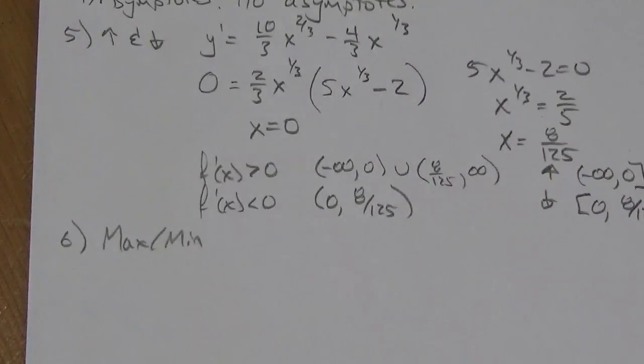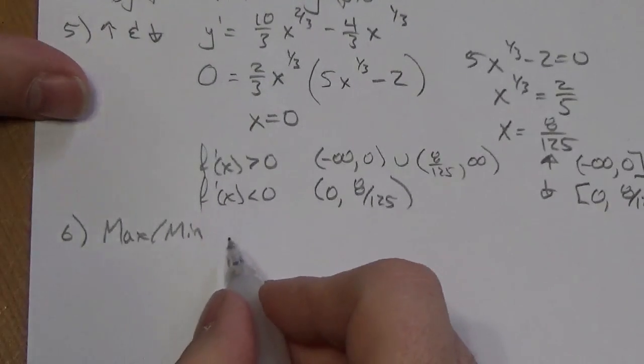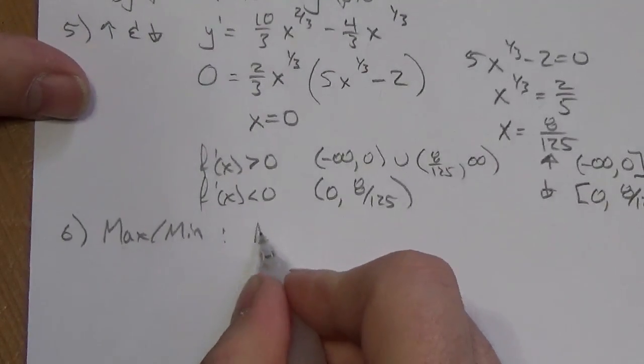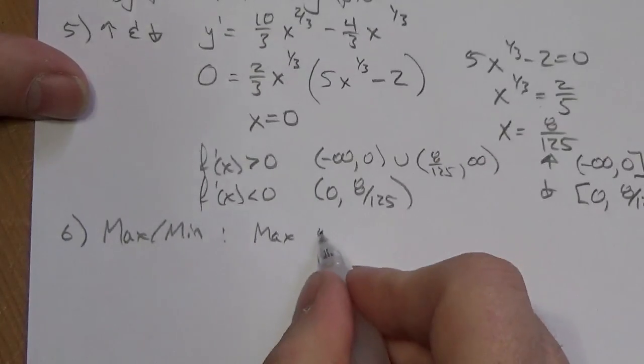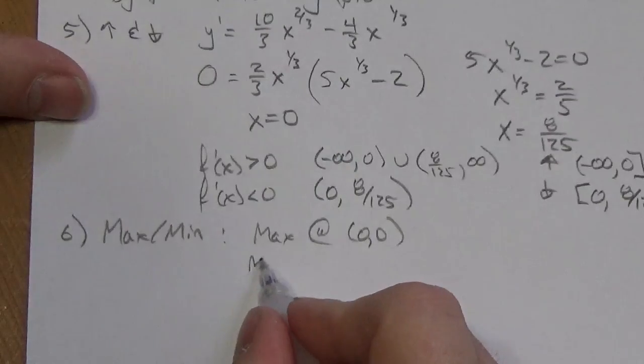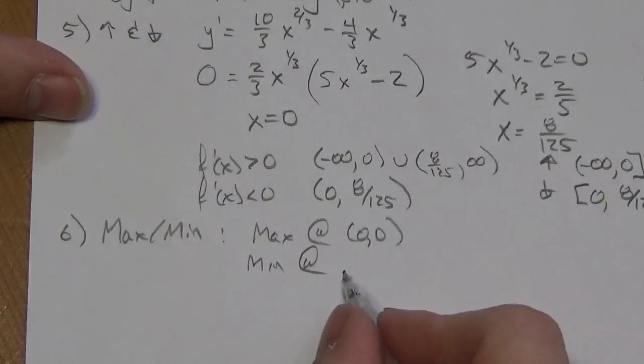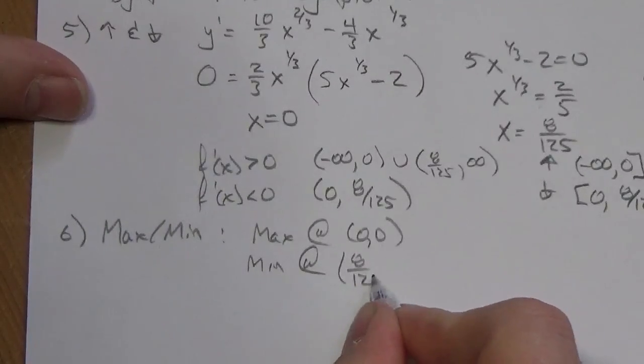Okay? So let's go through and take a quick look at this. We're going to get a maximum at the origin, 0, 0. That's a point we'd already found before. Then we're going to get a minimum at, now I've got to take a quick look at this. It's going to happen where x is going to equal 8 over 125.